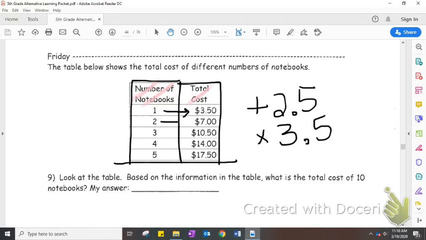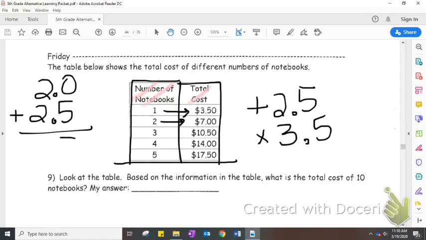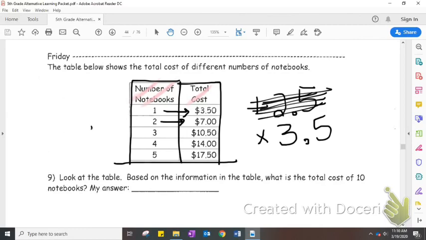How do I get from 2 to 7? Well, if I were to add 2 plus 2 5/10, I get 4 5/10, which is not 7. So this method, adding, doesn't work. Let's try 2 times 3 5/10. All right, 3 5/10 I'm going to put at the top because it has the most number of digits, times 2.